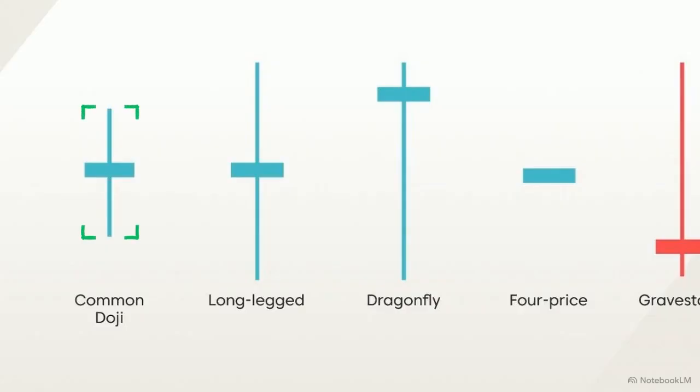Look at the common doji on the left. It has almost no body at all. This shows us a match that ended in a perfect tie. The market opened and closed at the same price, signaling extreme hesitation.